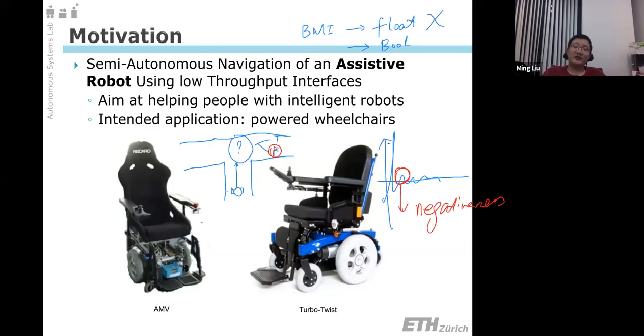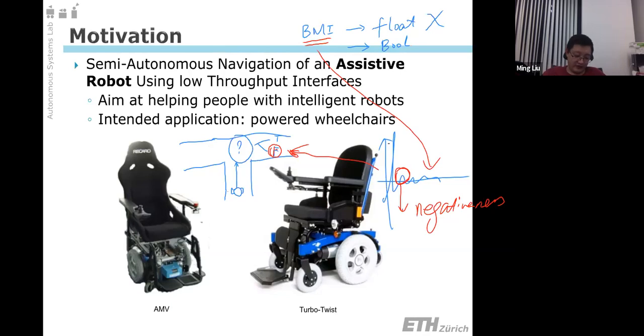If your system can propose a question, then the subject can use the BMI headset. You don't need to do the implant, you use the headset. And this headset helps you detect the negativeness of your answer, and to a certain level you can detect, okay, this is a false answer. This is a no. And then you can use that to guide the wheelchair to do the navigation. Okay.